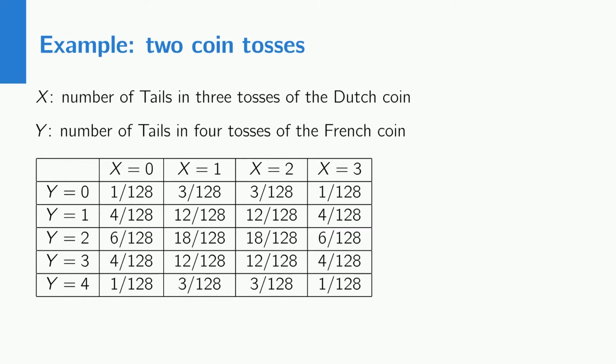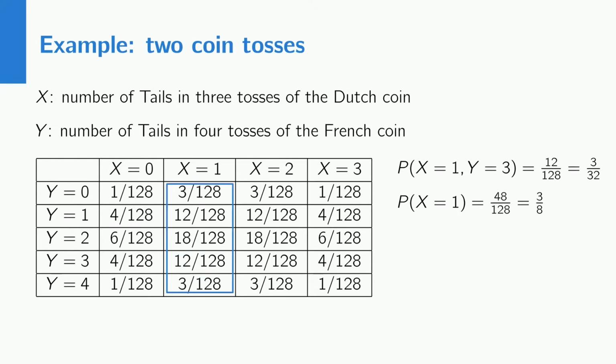By our first definition, it is clear that X and Y are independent. Indeed, the probability that X is a and Y is b is equal to the probability that X is a times the probability that Y is b. In other words, each cell value is the product of the row sum and the column sum. Here you see that that is true for X is 1 and Y is 3.